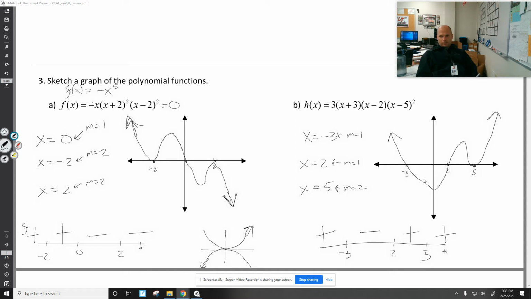You could do one extra thing, which is find the y-intercept. That's when x is 0. That'd be a very large number. I'm not going to worry about that. So it's not going to look exactly like this to scale for sure.